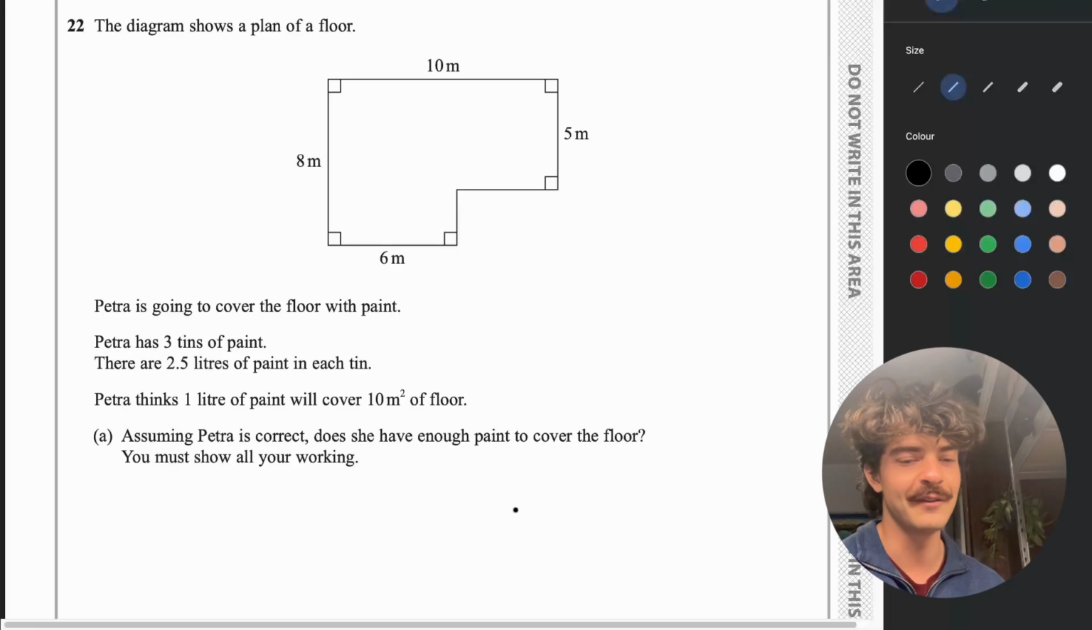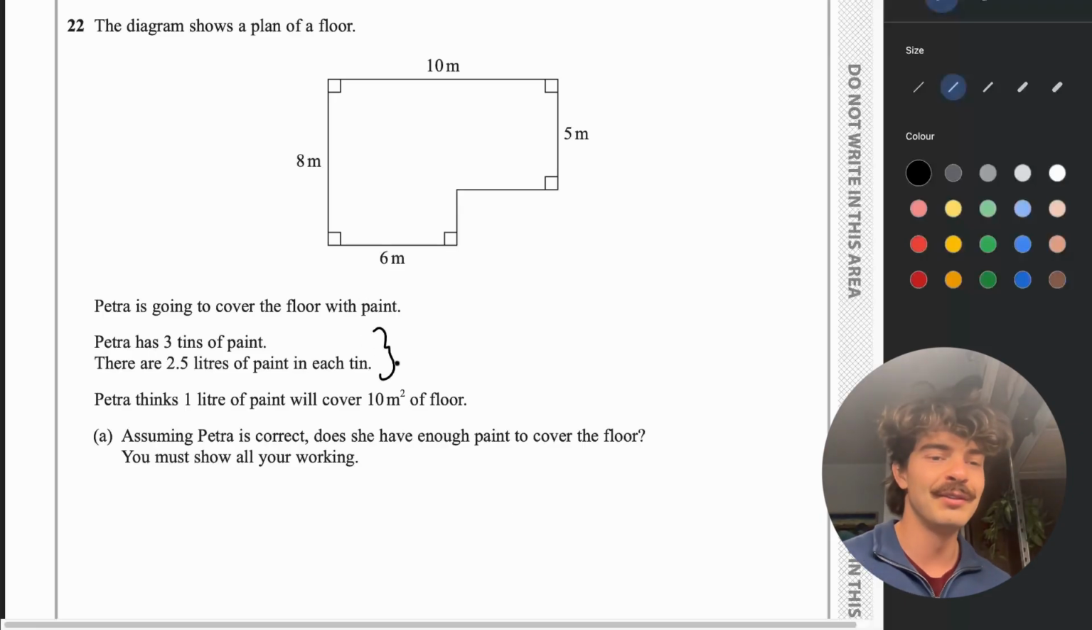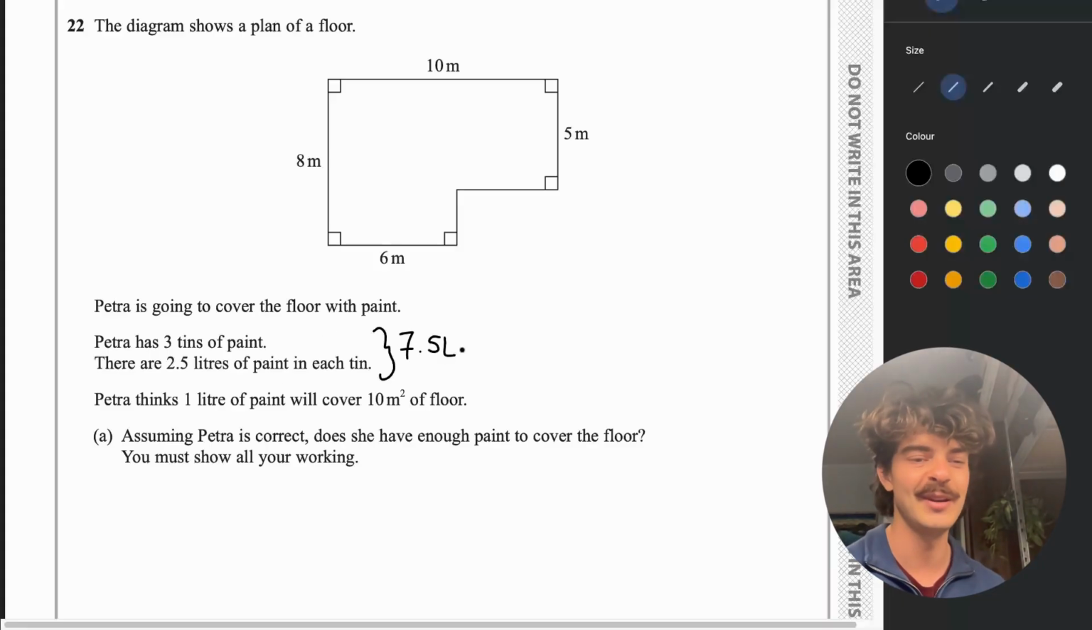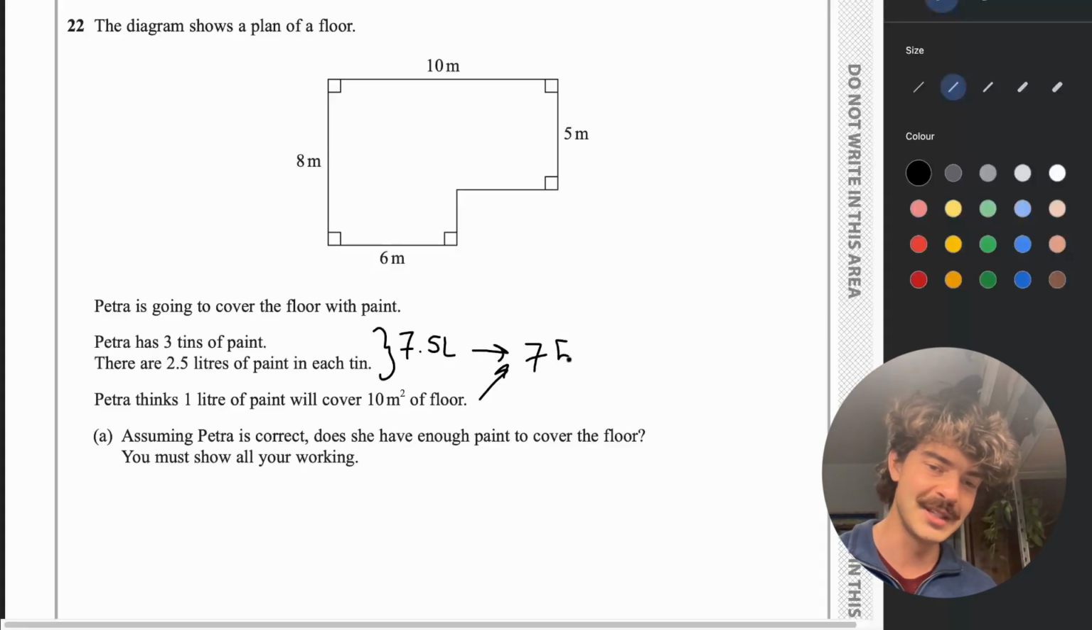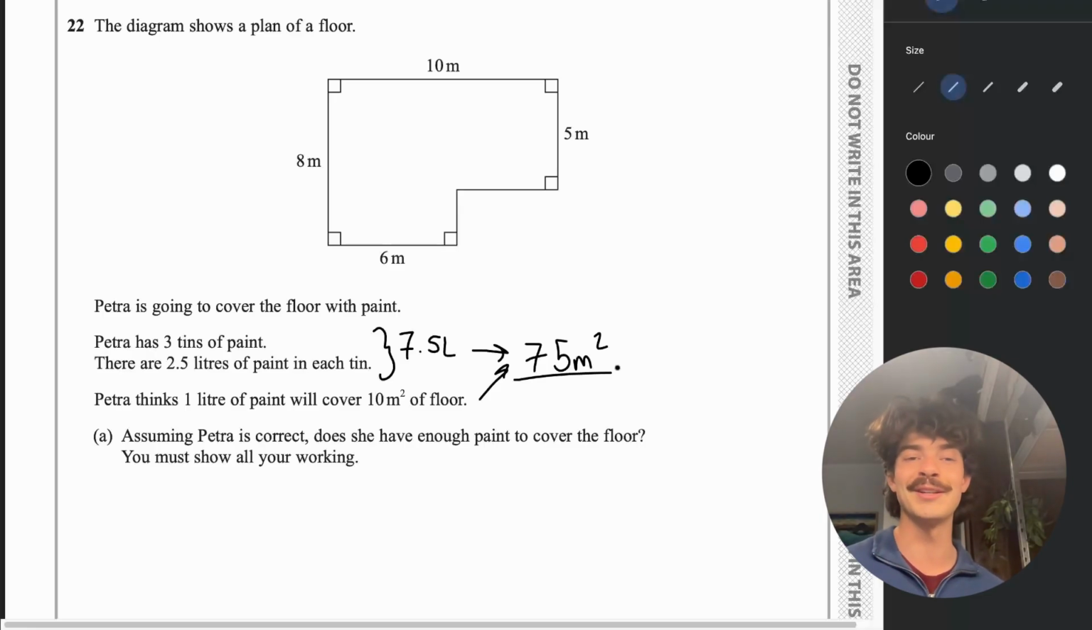So Petra is going to cover the floor with paint. She has 3 tins of paint, and there are 2.5 litres in each tin. All right, we're probably going to need this. Let's do some maths. 3 tins of paint, 2.5 litres in each tin. She's got 7.5 litres. Cool. 2.5 times 3. Nice. Petra thinks that 1 litre of paint would cover 10 metres squared of floor. Okay, I can see where this is going, right? Each litre, 10 metres of floor. All right, we can cover 75 metres squared of floor. We haven't even got to the question yet, but we know that that's how much floor we can cover.